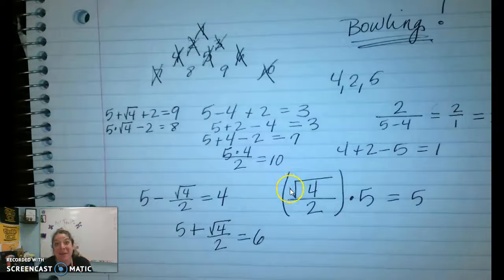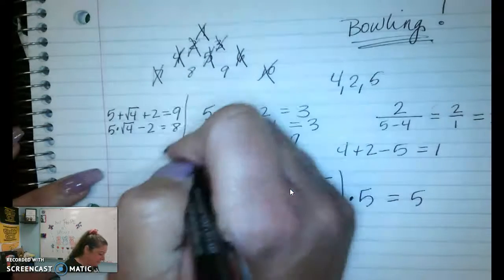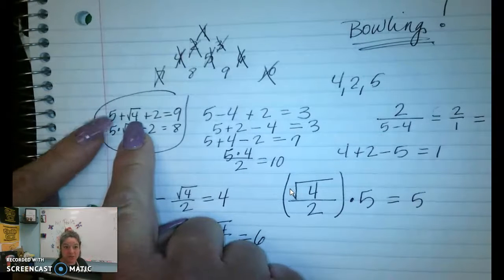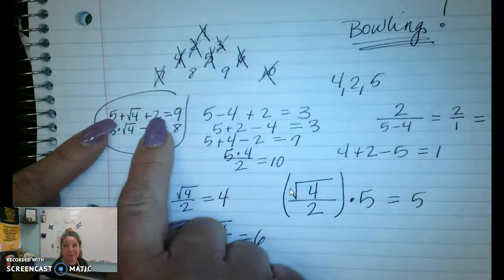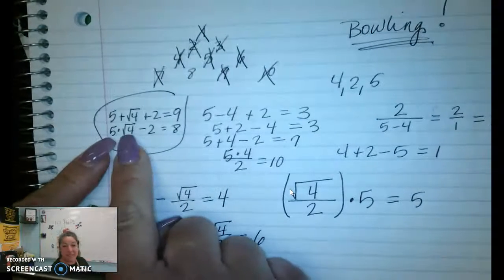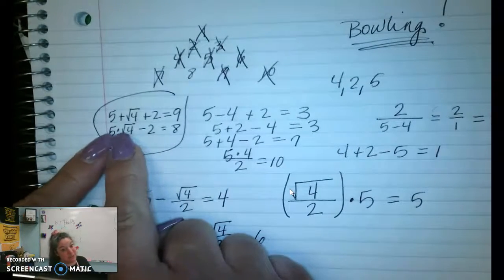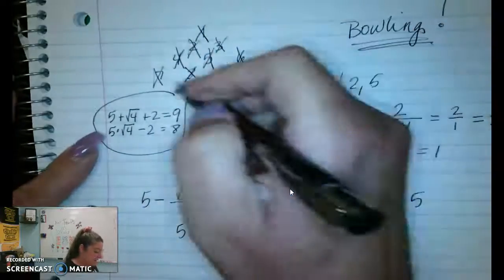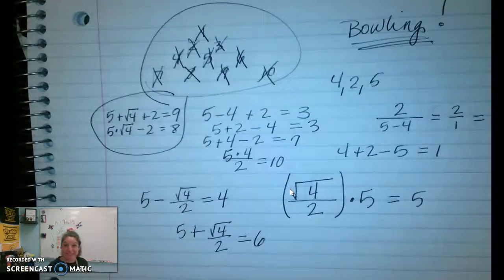Okay, so this is why I said I'm not very good at it. Sometimes I have to stop and think. So it took me a couple of minutes to figure out the 9 and 10. But if I do the square root of 4, which is 2, 5 plus 2 is 7, plus that other 2 gives me the 9, so there's my 9 pin. 5 times the square root of 4, which again is 2, so 5 times 2 is 10. When I subtract 2, I get an 8, so there's my 8 pin, and check it out. I just got a strike.